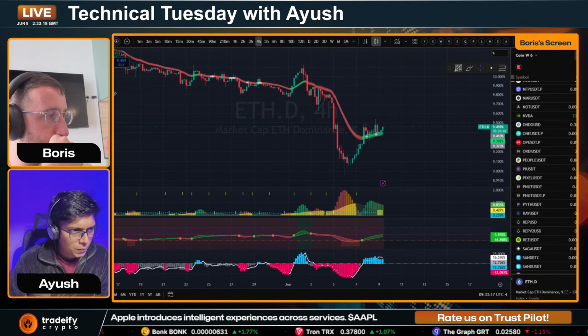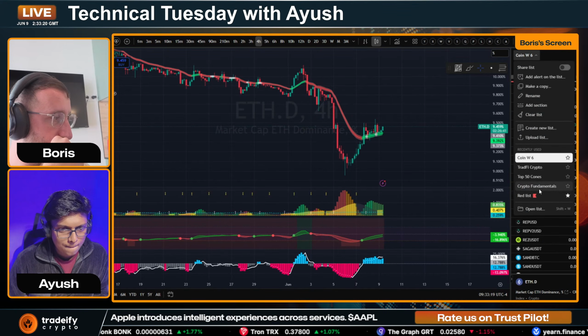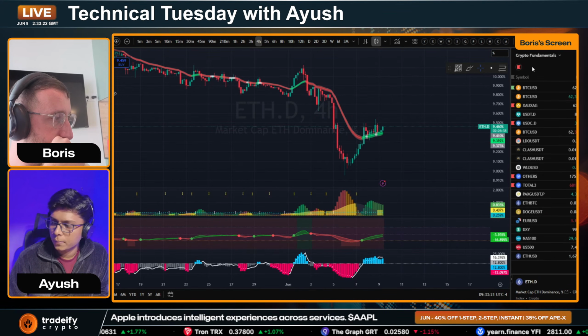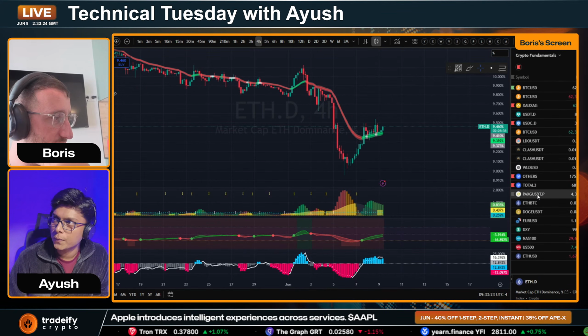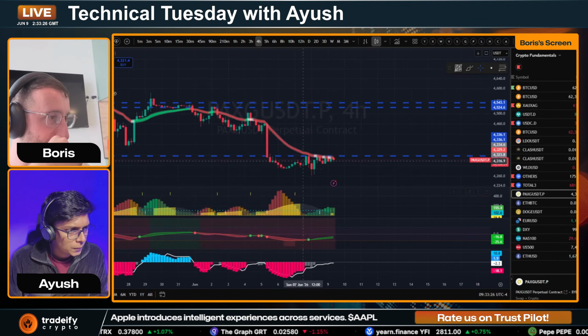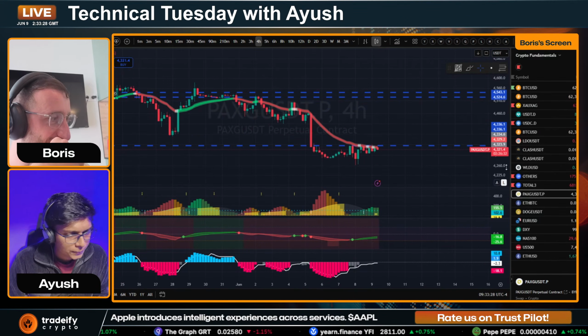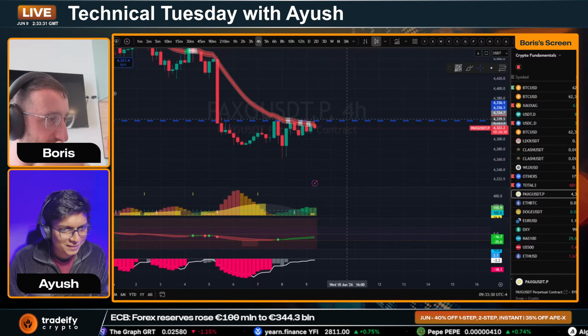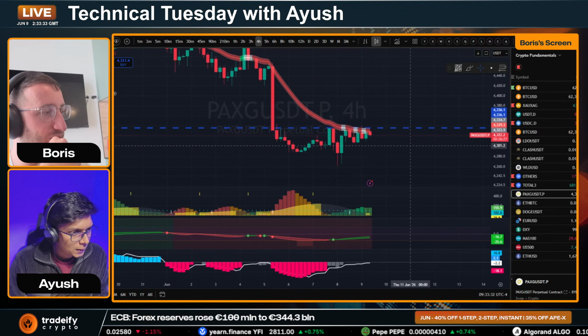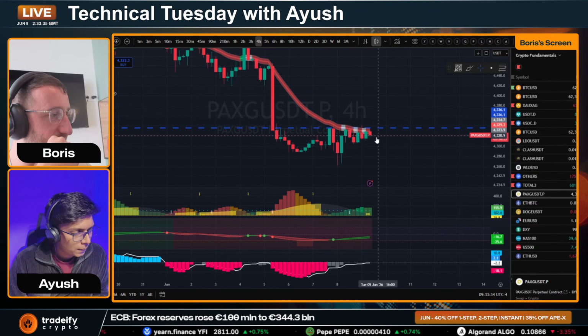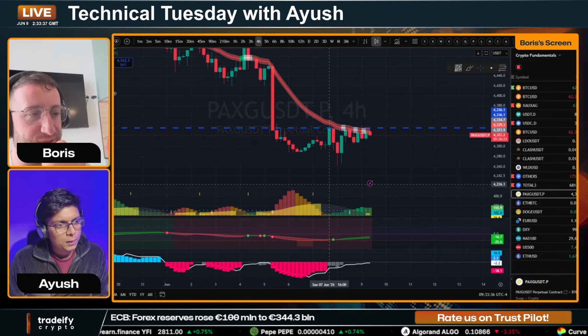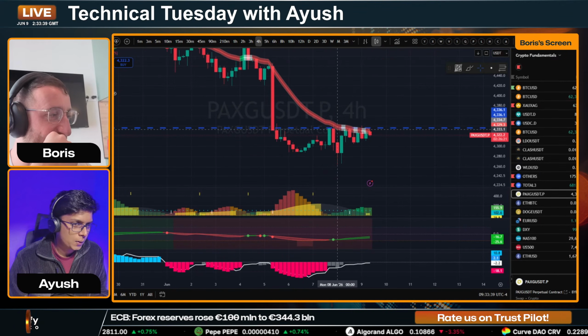What is gold doing? Gold doing nothing. Absolutely nothing. Yeah, same thing. I drew this horizontal resistance line yesterday. Oh yeah, and it's still respecting it. And what's funny is, I mean, that's not funny.